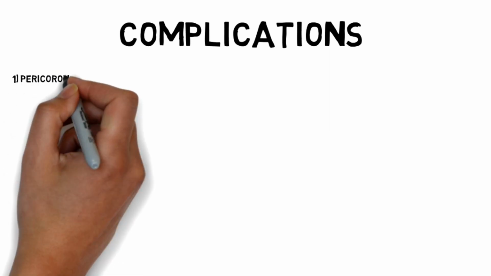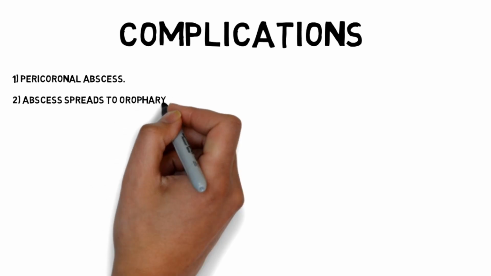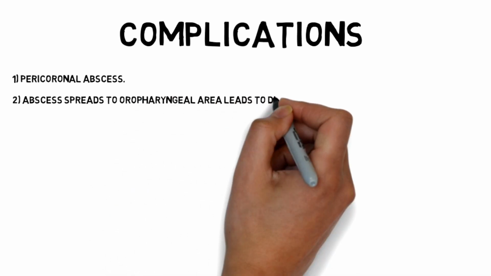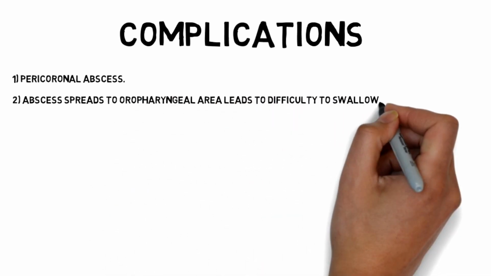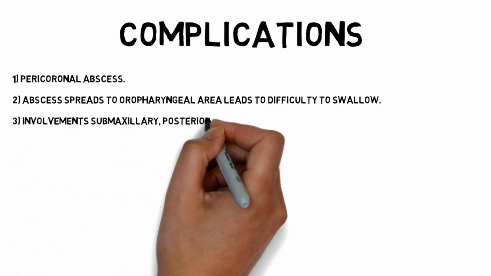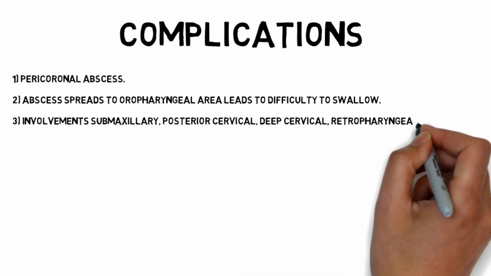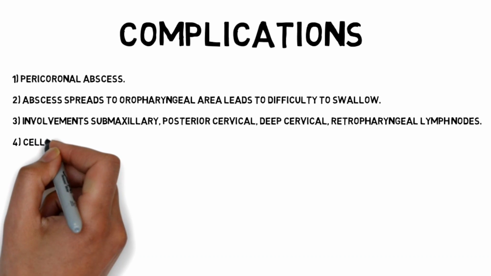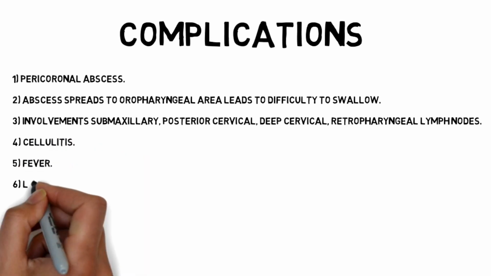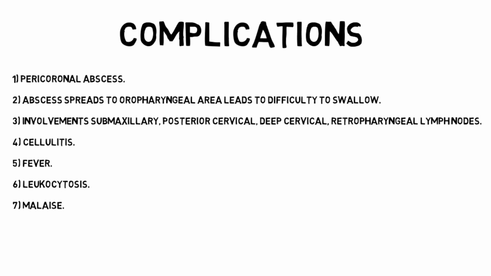Moving on to the complications, there can be pericoronal abscess. An abscess can spread to the oropharyngeal area, leads to difficulty in swallowing, involvement of submaxillary, posterior cervical, deep cervical, retropharyngeal lymph nodes. Cellulitis can occur, fever, leukocytosis, and lastly, the malaise. Fever can aid into leukocytosis.